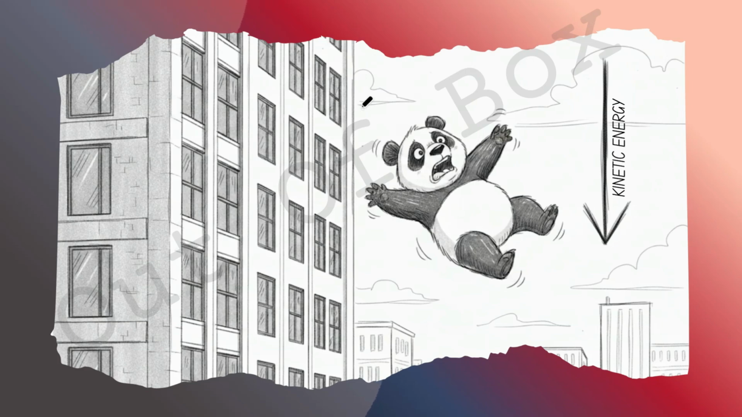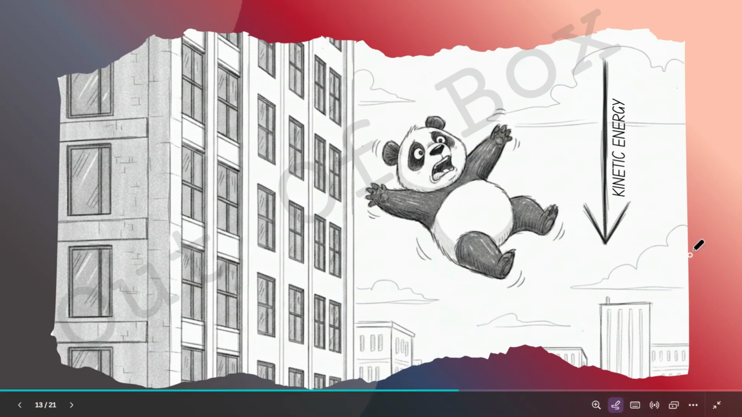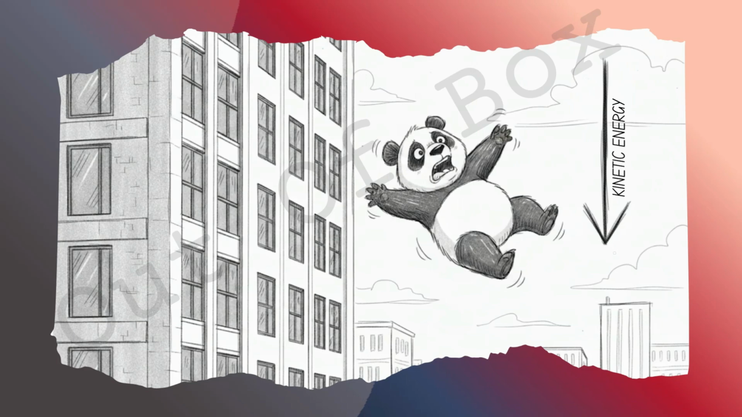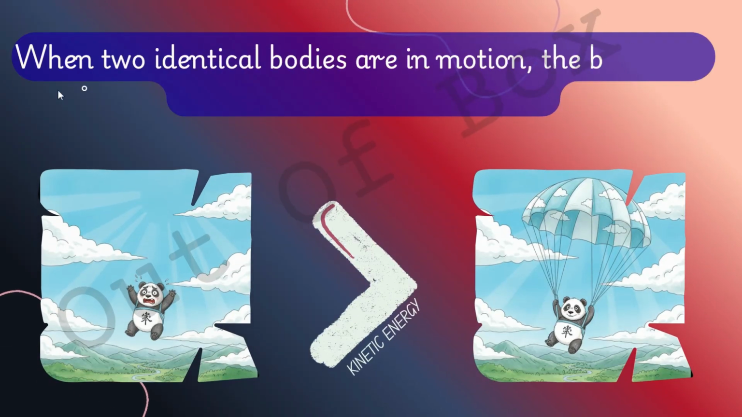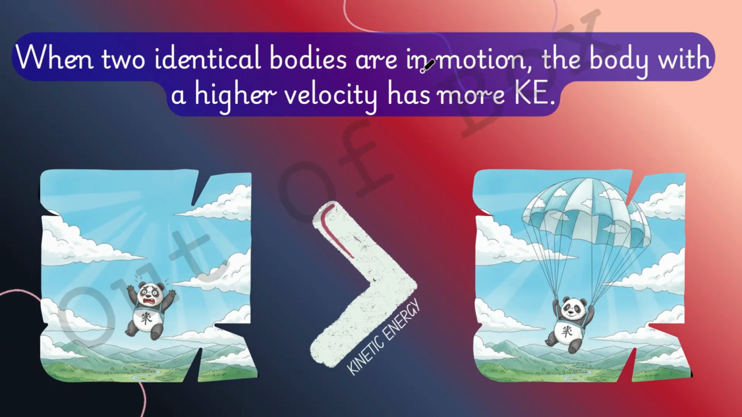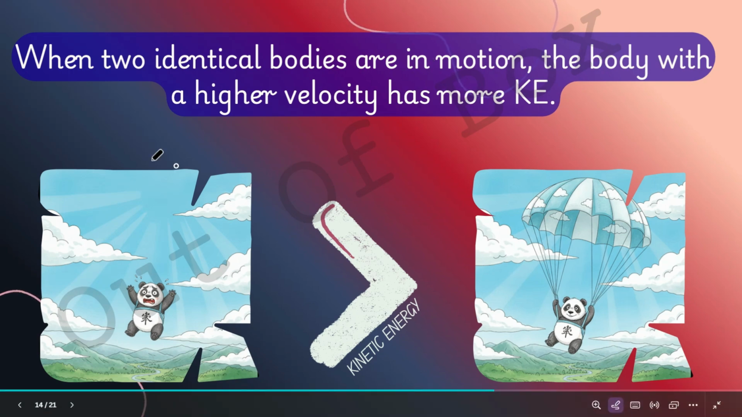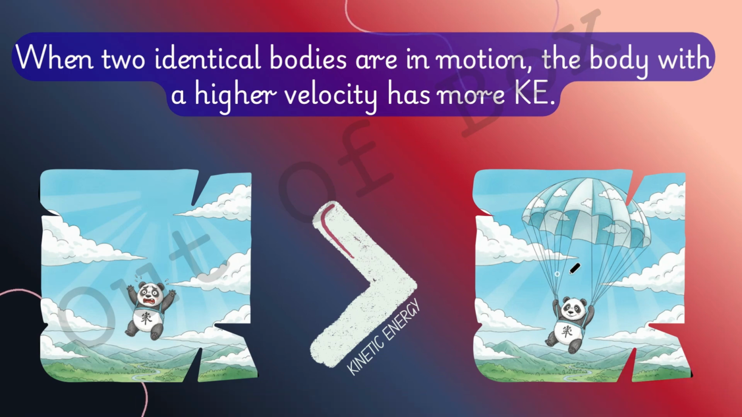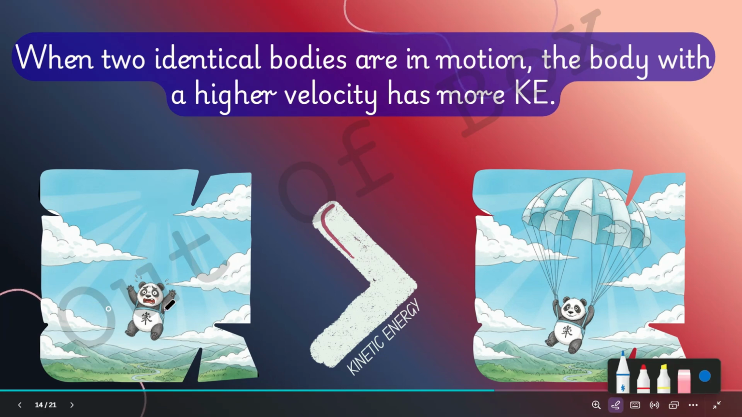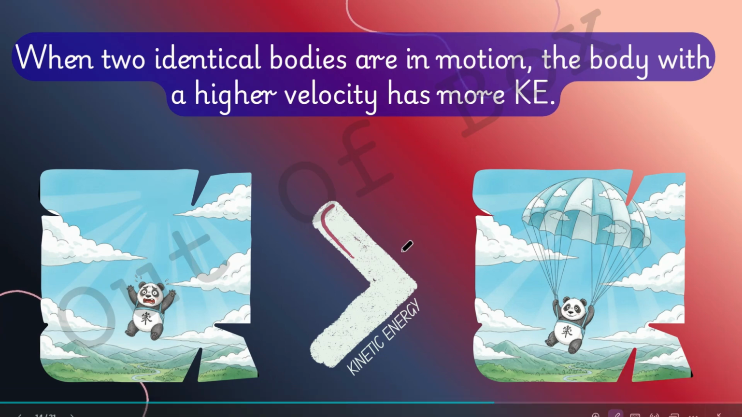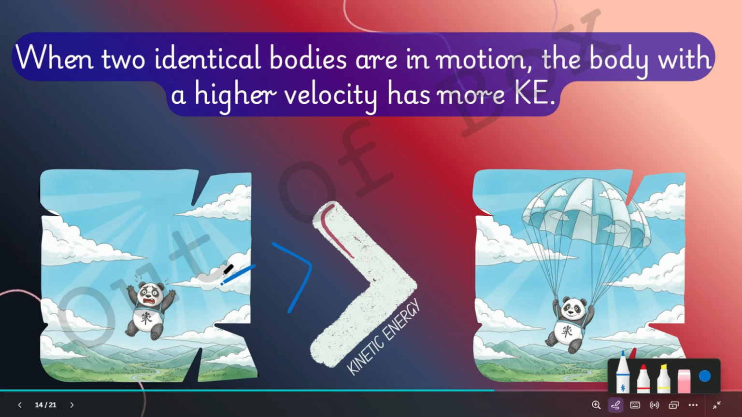In the image you can clearly see that the panda is in motion, and the kinetic energy is in this direction, downward towards the center of the earth, as it is pulled by gravity. There is another concept. When two identical bodies are in motion, the body with higher velocity has more kinetic energy. Here the panda is the same, but the velocities are different. The velocity with the parachute is much lesser than in free fall. So you can clearly see the panda is scared, and the kinetic energy is much larger in this condition.